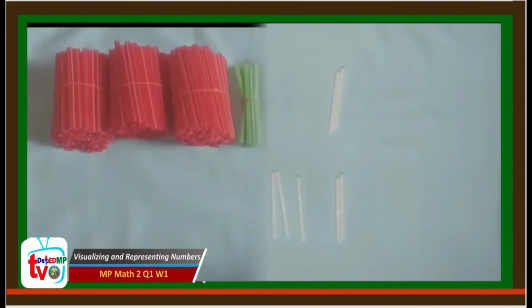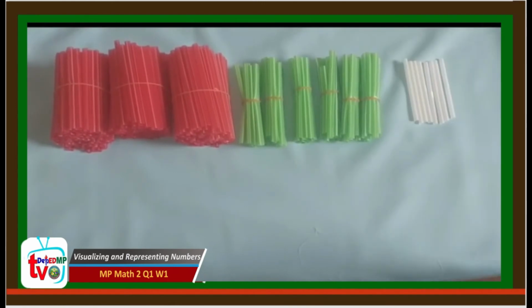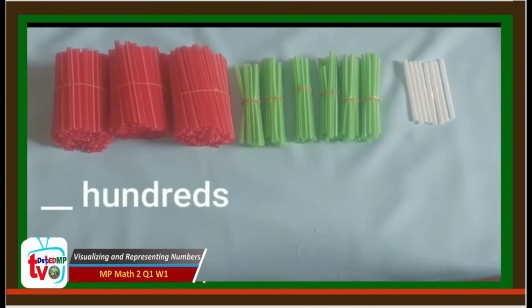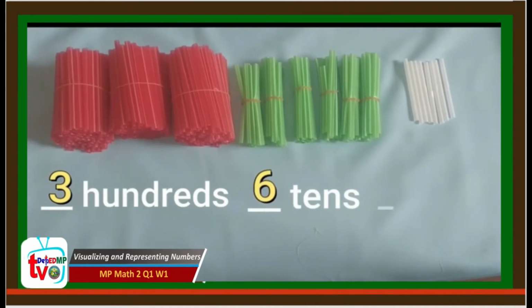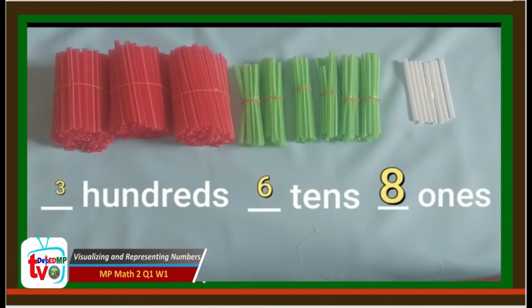This time, groups of straws that represent hundreds, tens and ones are joined together. Let us visualize and analyze what the group of straws represents. How many hundreds are there? 3, ma'am. How many tens? 6 tens, ma'am. And how many ones? 8 ones, ma'am. What number does all the group of straws represent?